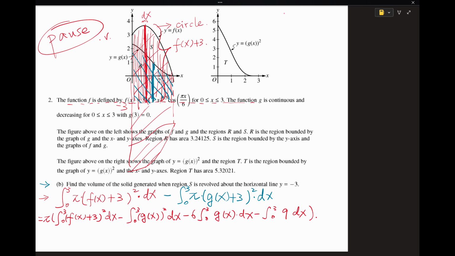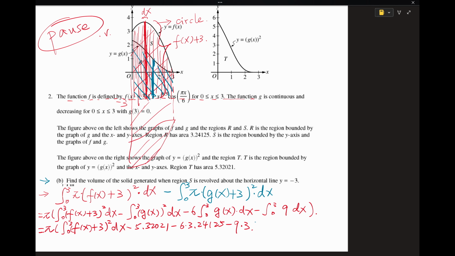And the next thing we're going to do is plug in the numbers. Finally, we use the calculator to get the final result to be this value.